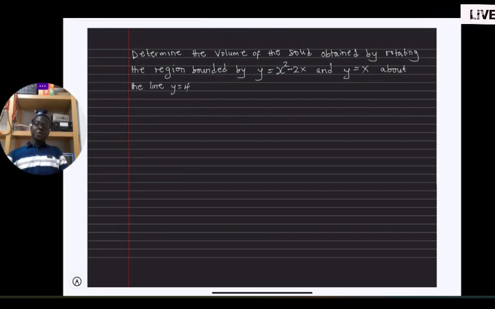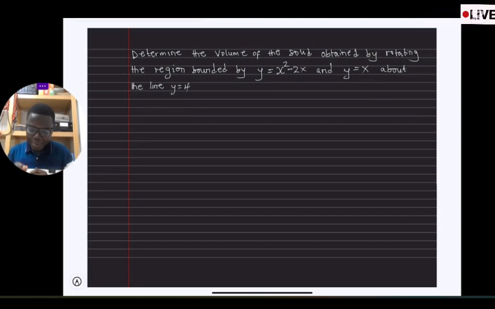So now, what if we are not revolving about the x-axis or the y-axis, or let's say x equal to 0 or y equal to 0? What if we are rather revolving around a line that is, for example, y equal to 4, as you can see on the screen? How do we go about that? So let's quickly look at it.